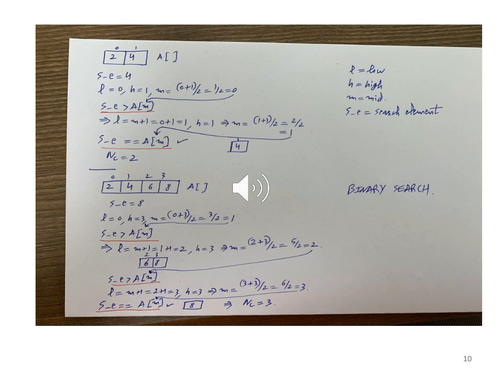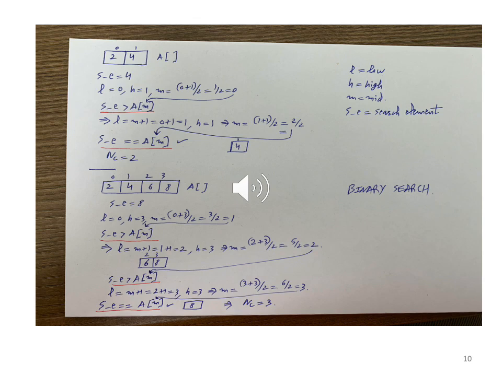Which means low is mid plus 1. Mid value is 0, so 0 plus 1, 1. High is 1, so both low and high are 1, and therefore mid is also 1. (1 plus 1) by 2, 1. Now we compare the search element and A[mid], and we get a hit. Note that NC is the number of comparisons. I forgot to write that in the legend on the right, but NC, N subscript C, is the number of comparisons. So 2 comparisons, underlined in red, for an array of size 2.